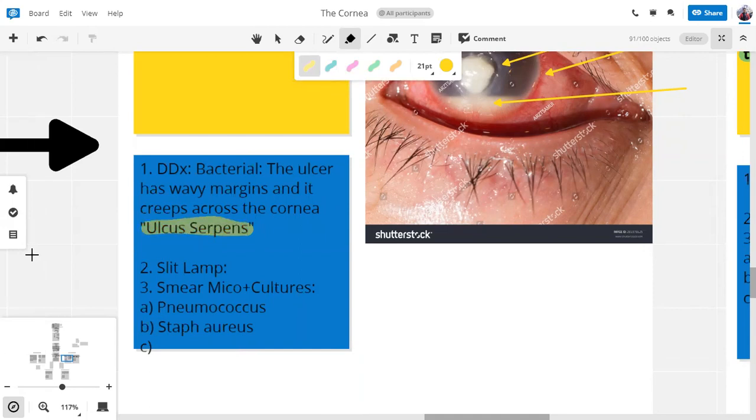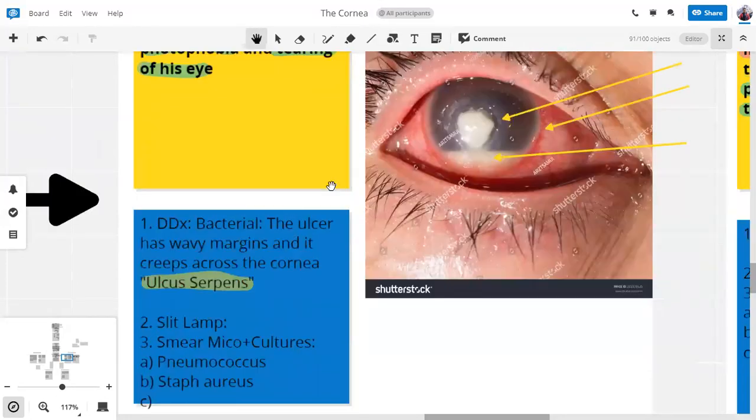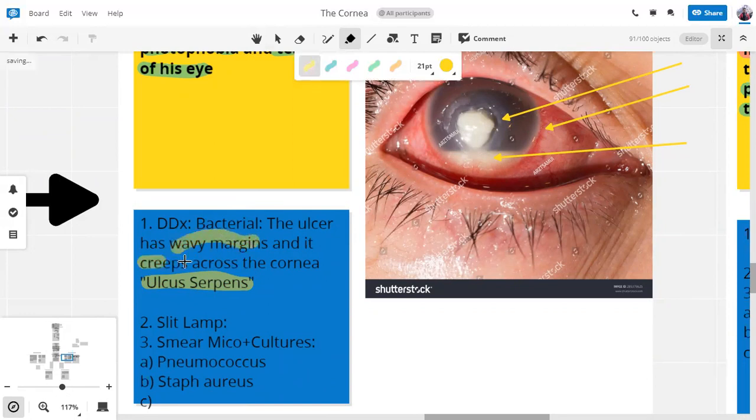You have to remember this. Take a time, absorb it. Ulcus serpens, bacterial corneal ulcer. So we have an ulcus serpens or a bacterial corneal ulcer that has wavy margins and it creeps across the cornea. Wavy margins, creeps across the cornea. Our diagnosis is bacterial corneal ulcer.